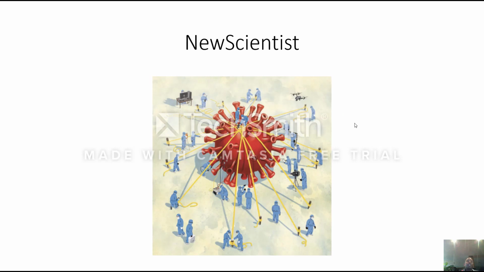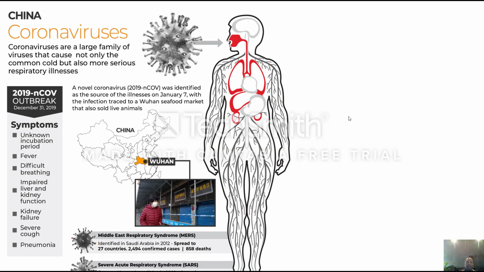So when we look at the coronavirus, we know that currently there is no vaccine. We know that the outbreak started in 2019 in China, and we know that the COVID-19 virus is a part of the family of coronaviruses. The coronaviruses are not new. We've been seeing these for a very long time.